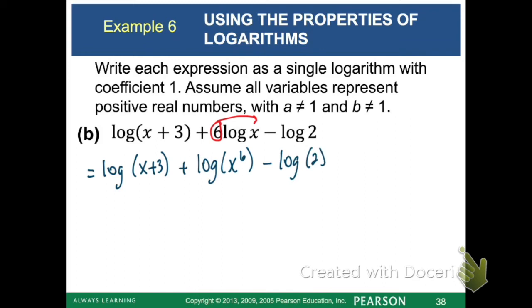Next, we're going to look at the addition and the subtraction going on. So addition between the first 2 terms means that we're going to multiply the x plus 3 and the x to the 6th. So those are both going to go on top, because then we're going to divide by 2. That's what the minus log of 2 means. So the first 2 will be in our numerator. They're going to go on top of the fraction. And the last one, since it's being subtracted off, will be in the denominator. So here's our final answer.